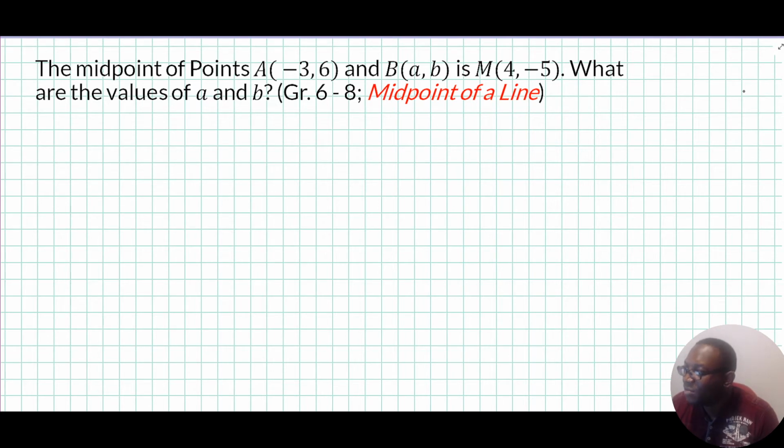We have the value of the midpoint. We have one of the points. We don't have the second point. We want to find out what the second point has to be so we can have a midpoint of 4 and -5. Let's give our 6th to 8th graders maybe a minute or so. This is not too difficult to do.